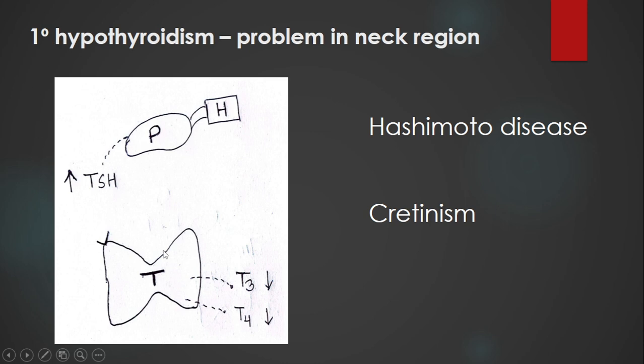Primary means problem in thyroid gland. Okay, and hypo means low production of T3 and T4, and this low production will provide feedback to the pituitary, which increases the production of TSH. Okay, so when you see a report in lab where T3 T4 low, TSH increase, that is primary hypothyroidism. And examples of disease are Hashimoto disease, cretinism, myxedema, and other iodine deficiency problems. Okay, so this is primary hypo.